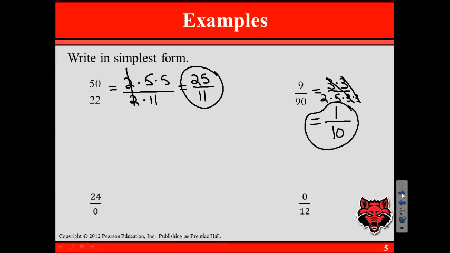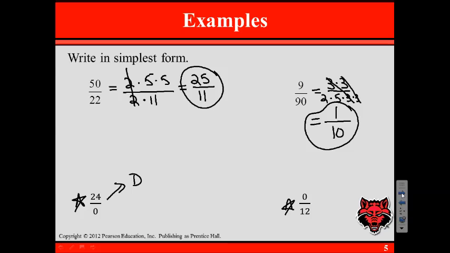Now the last two problems we have on this page are special cases. When we divide by 0, which we see on the left, 24 divided by 0, or when we have 0 divided by a number, as we see on the right, 0 divided by 12. Think of this first example, 24 divided by 0, in the following way. If you had $24 and you wanted to divide that among 0 people, that would make no sense whatsoever. That would be impossible to do. We cannot divide by 0.